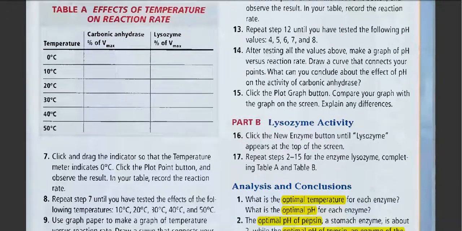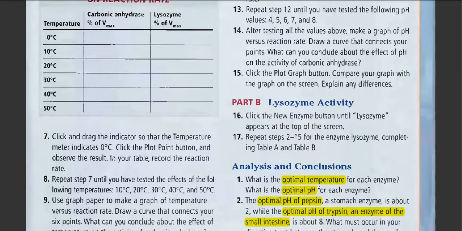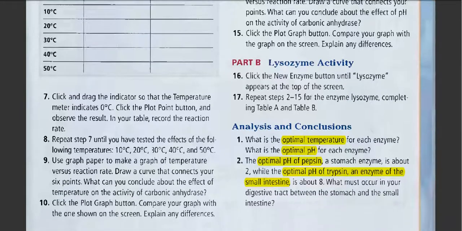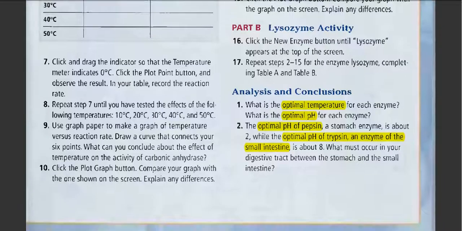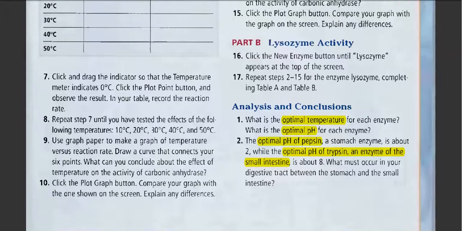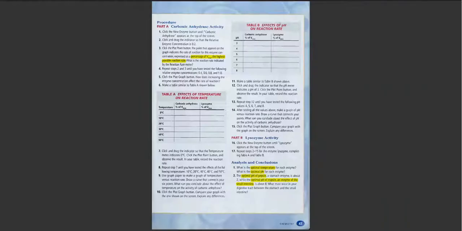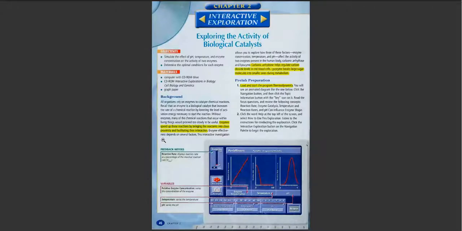13. Repeat step 12 until you have tested the following pH values: 4, 5, 6, 7, and 8. 14. After testing all the values above, make a graph of pH versus reaction rate. Draw a curve that connects your points. What can you conclude about the effect of pH on the activity of carbonic anhydrase? 15. Click the plot graph button. Compare your graph with the graph on the screen. Explain any differences.